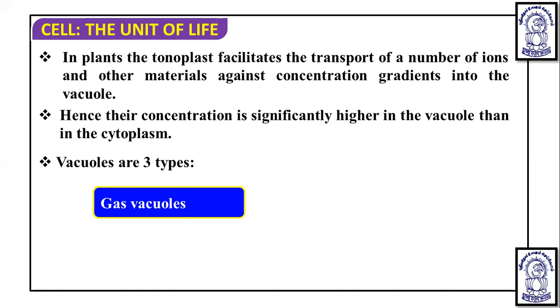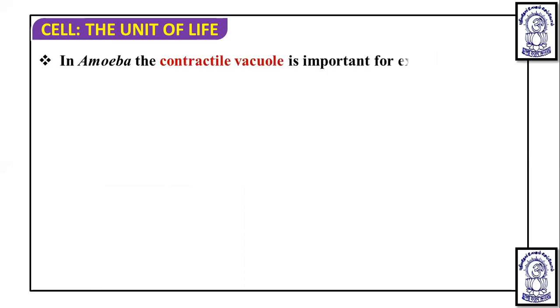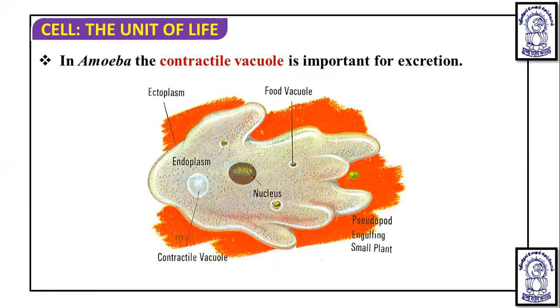Now, vacuoles are of three types: the gas vacuole, the contractile vacuole, and the food vacuole. In amoeba you will see the contractile vacuole, and this contractile vacuole plays an important role in excretion of unwanted material, or osmoregulation. This is the picture of amoeba, and it has pseudopodia which engulf some material, and along with this it has the ability to remove the excretory materials.